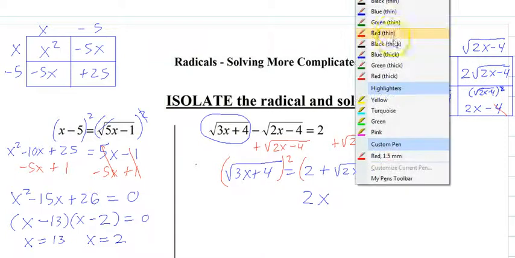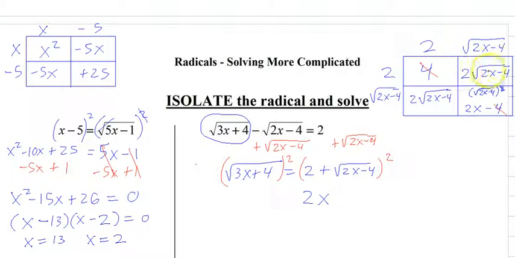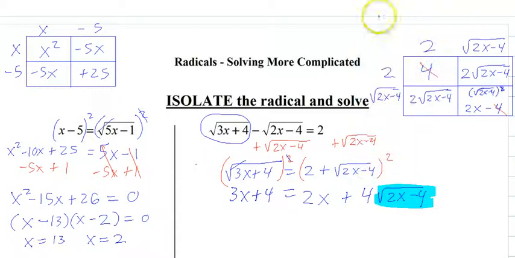And then for the radicals, we have 2 of these and 2 of these for a total of 4 of the square root 2x minus 4s. And then this cancels the radical. Okay, so we isolated one radical, squared both sides to remove the radical, and now we still have a radical. So we need to isolate this one. This needs to be all by itself, which means we have to get rid of the 2x and the 4.